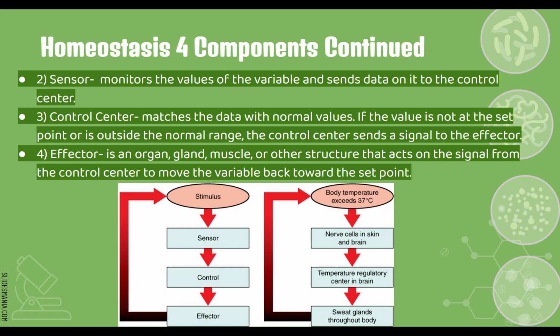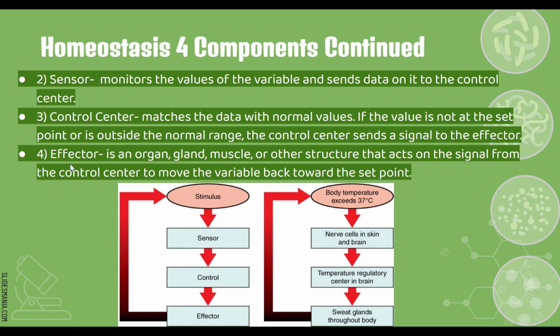If the value is not at the set point or is outside that normal range, the control center sends a signal to the effector. All right. So again, the control center, right? That is the part that is going to say, wait a minute, I need to be living at this certain temperature, 98.6 degrees, but I am not there right now, right? My body is going above that temperature. And so it is not within the normal range. So I'm going to send this message over here, this signal to the effector.